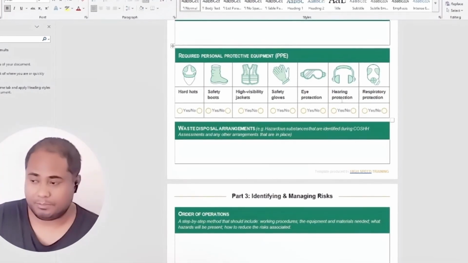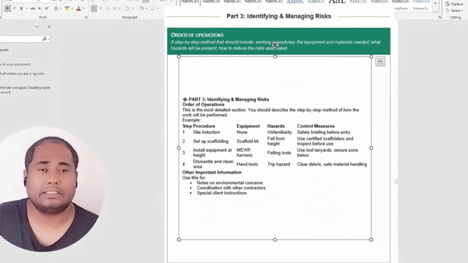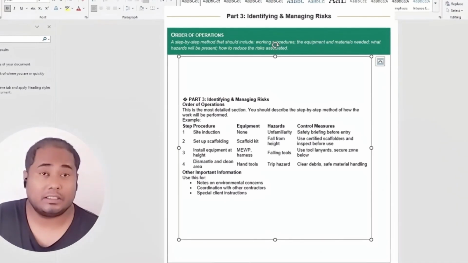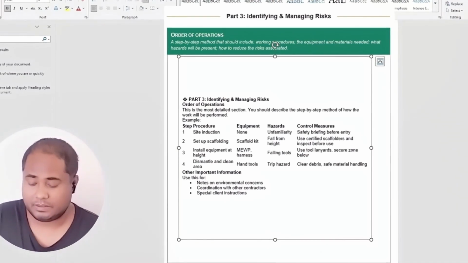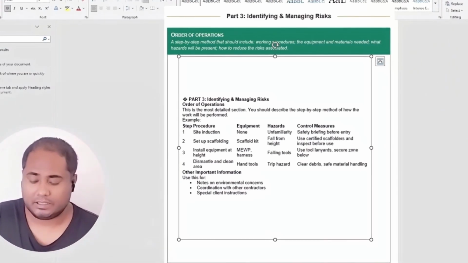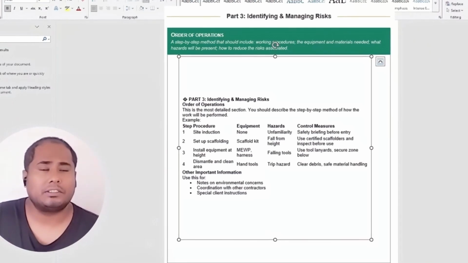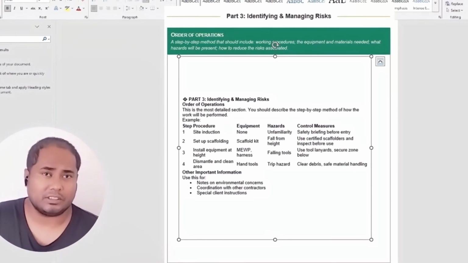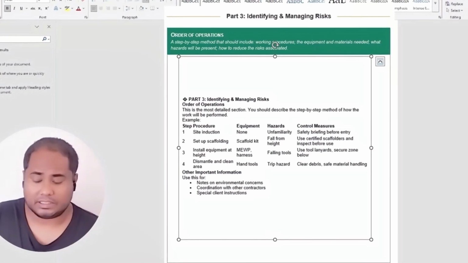For identifying and managing risks, this is the very essential part of the risk assessment: how it is carried out and what steps they are following. Okay, so for the induction, actually, we do not need any equipment. There are no unfamiliar hazards, because before starting work, induction training is important. A briefing is given about safety, the welfare facilities, and primary information about the site and the hazards of the site. So starting with induction training is essential.